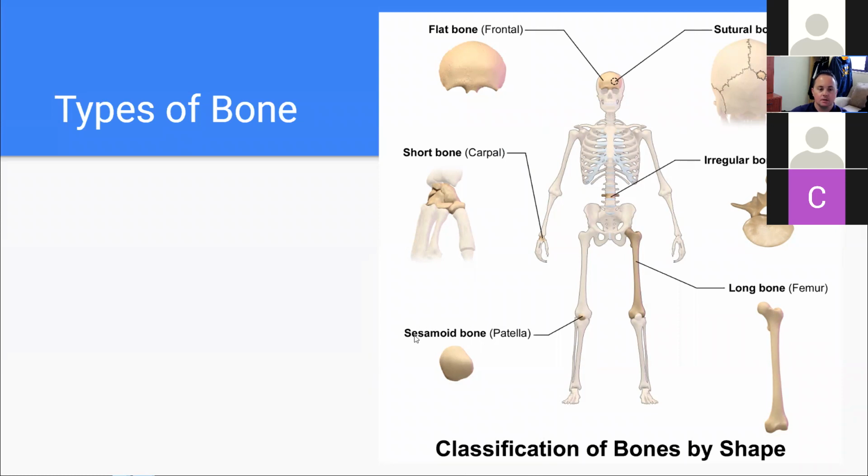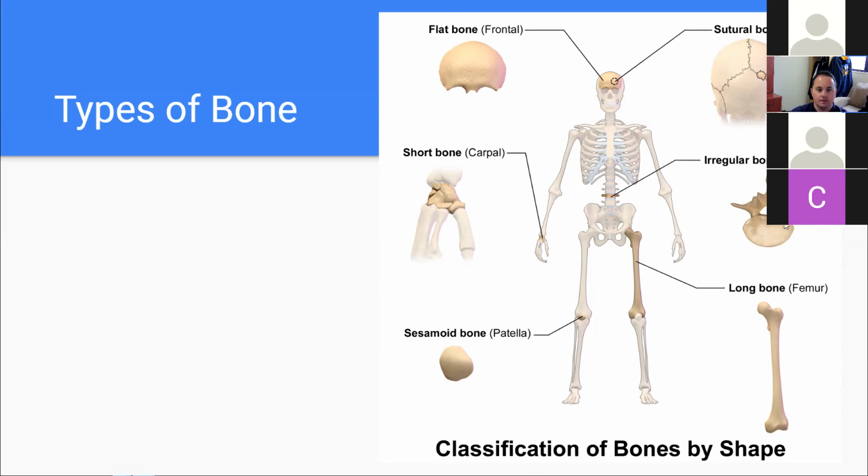Sesamoid bones are bones that are floating in tendon, okay? And they are there for a mechanical advantage. They help to make your muscles a little bit stronger and function a little bit better, okay? So the big one here is the patella. You also have irregular bone. These bones are an odd shape.